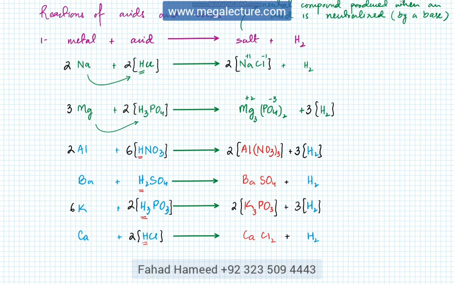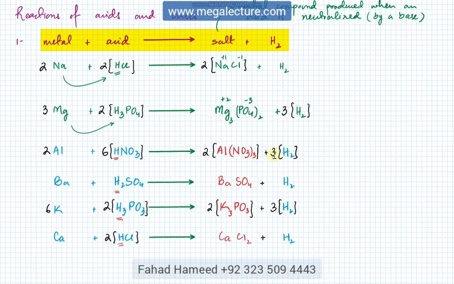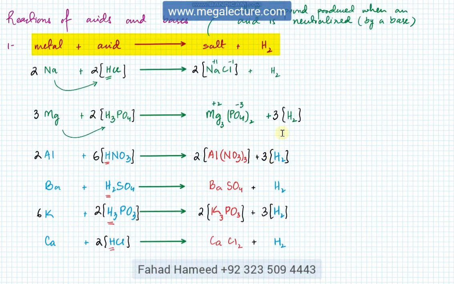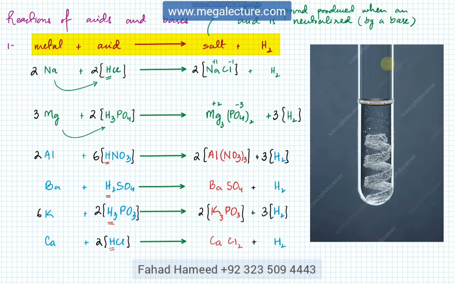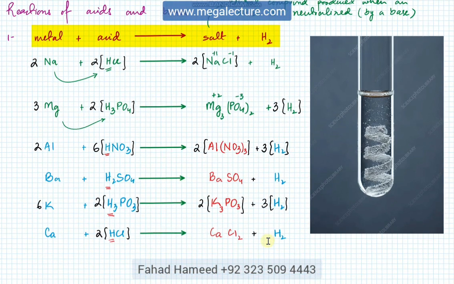So remember that metal plus acid produces salt plus H2 gas molecules, and you should be aware of these equations. And here's an image of magnesium reacting with sulfuric acid. You can see magnesium metal, a strip of magnesium metal. As soon as you put it in acid, you're going to start noticing bubbles of H2 gas being produced. So the main observation during all of these reactions is effervescence of H2 gas is produced and the metal would be seen to be dissolving.